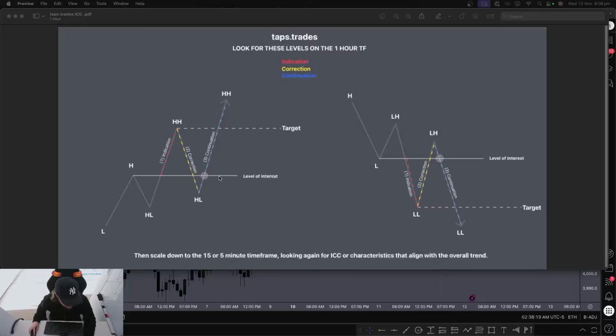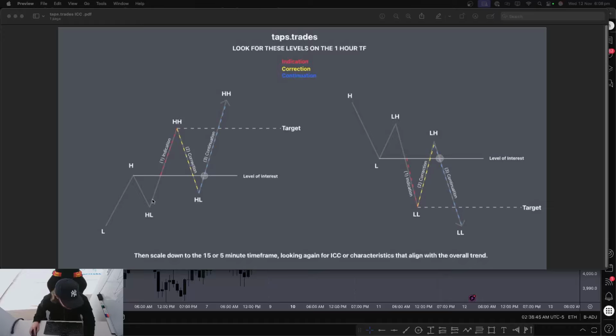Then what we do is at the most recent level, we always draw a level of interest. Now to note as well, this is really important, we always draw these levels on a higher time frame. My preference is always the 1 hour. You can use the 4 hour, but I reckon for simplicity's sake and for those that are new, don't confuse it too much and just stick with the 1 hour. That's my preference, but if you want to go higher, you're more than welcome to.